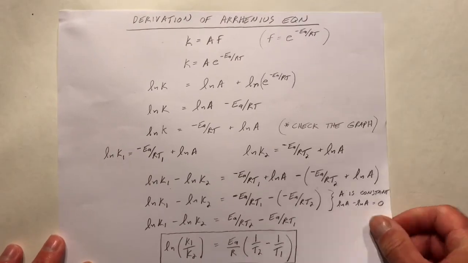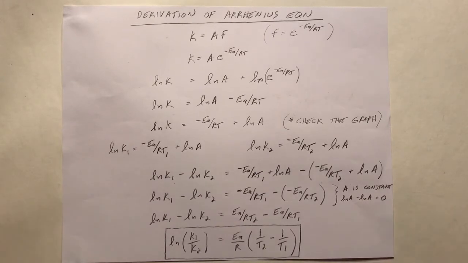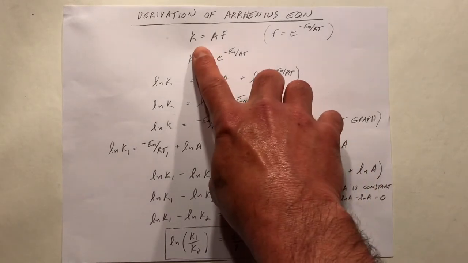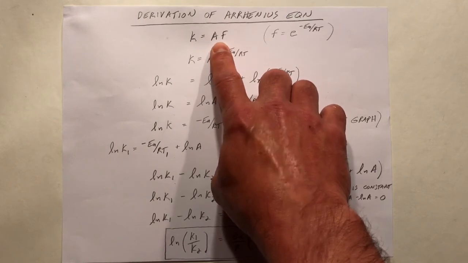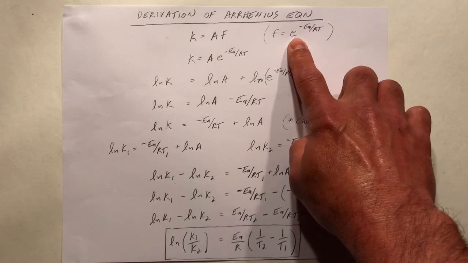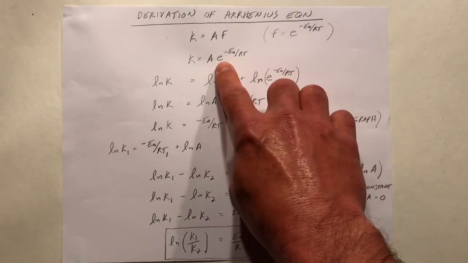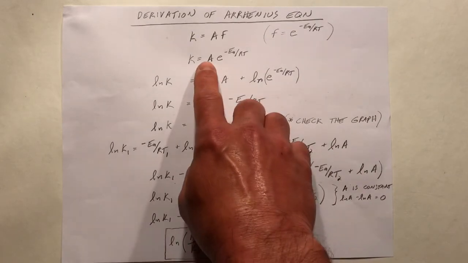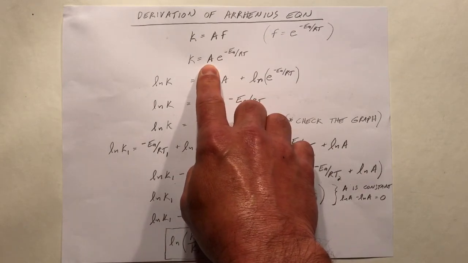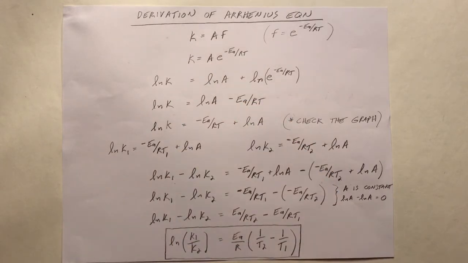So let's show how we can derive that equation. Here's our first version of the Arrhenius equation. This is the expression for F, the fraction of molecules that have energy equal to activation energy or greater. We plug that in here. Remember that A depends on the frequency of collisions and the orientation of the molecules. It has two components to it.